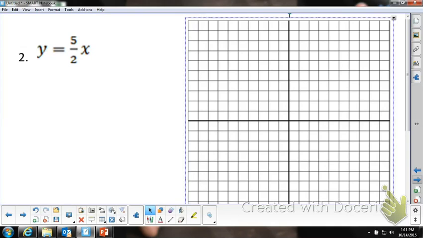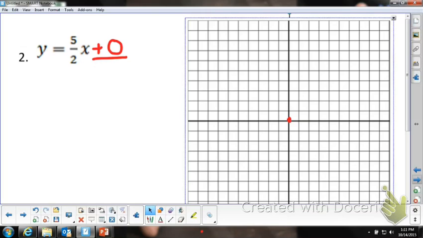If we look at the next one, we've got y equals 5/2 x. Notice there's something missing. We have nothing at the end to show for my y-intercept. So if we think about what number would represent nothing, that would be 0. So we can think of having a +0 out there. And that's going to tell me that my y-intercept is 0. So my first point is going to happen at the origin.